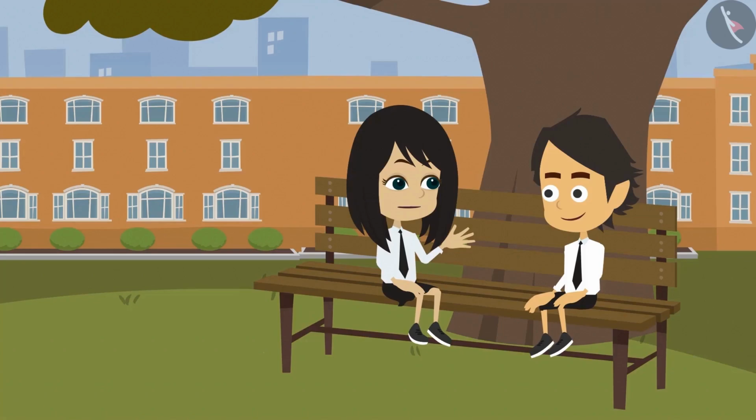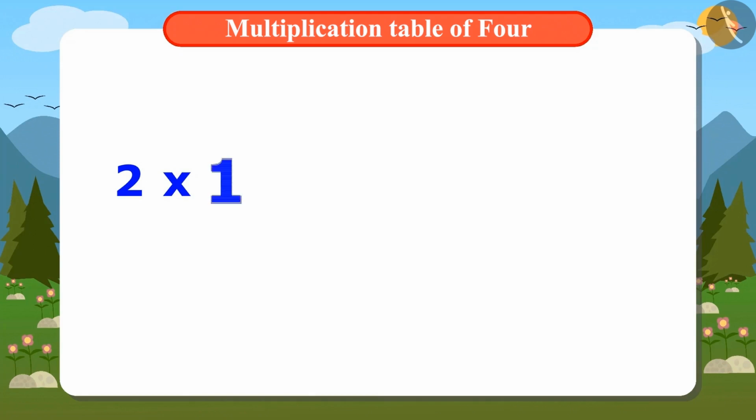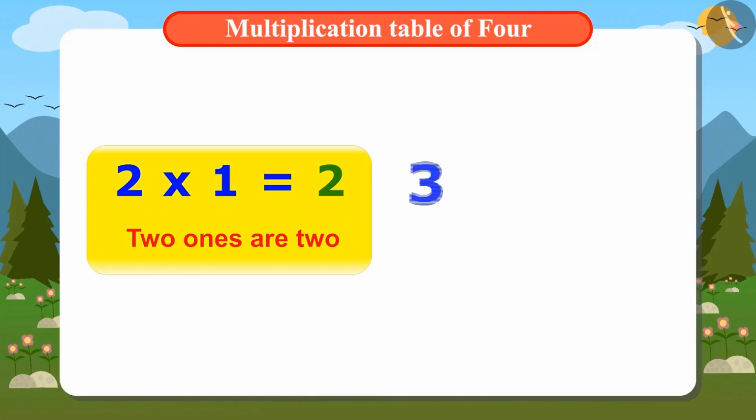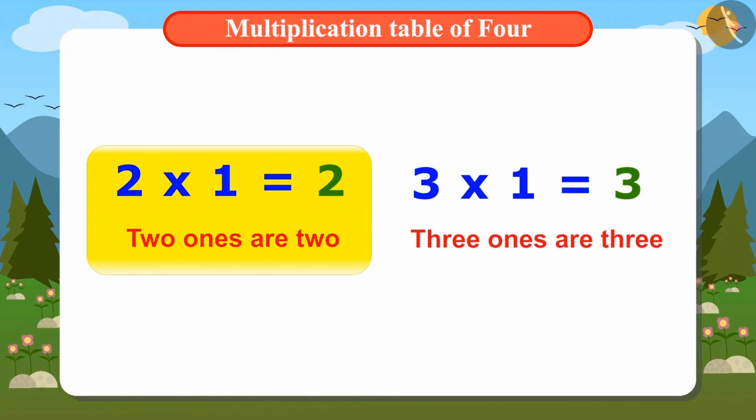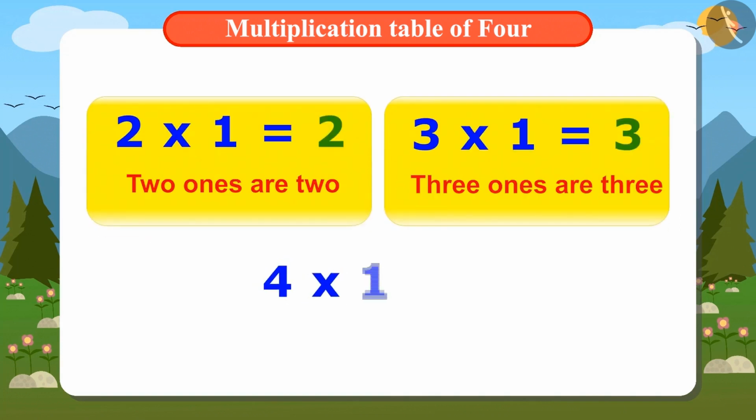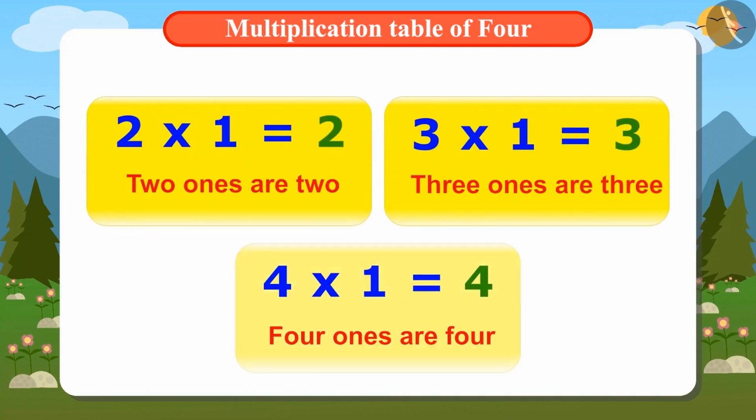Ones means? Ayushman, we sing to memorize the tables easily. That's why 2 times 1 equal to 2 is read as 2 ones are 2, and 3 times 1 equals to 3 is read as 3 ones are 3. Oh, that means 4 times 1 equals 4 is read as 4 ones are 4. Now we got to know the first number in multiplication table of 4.